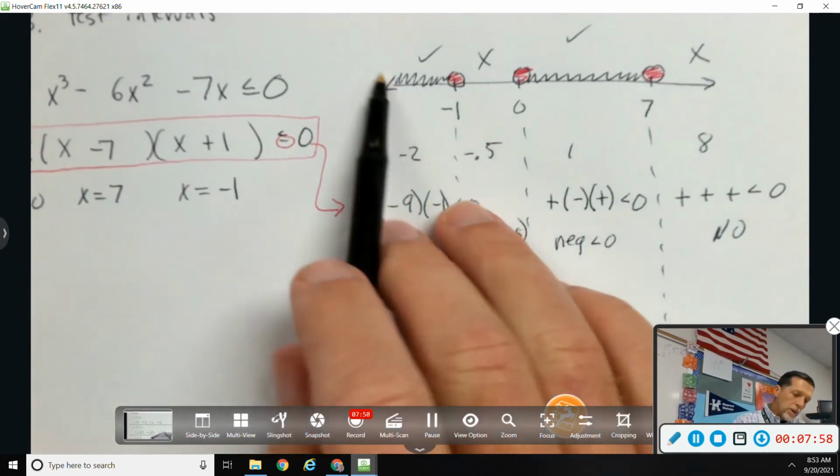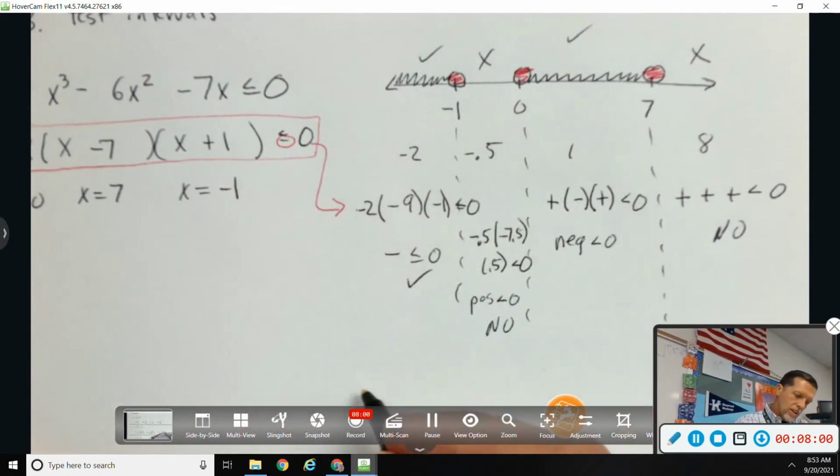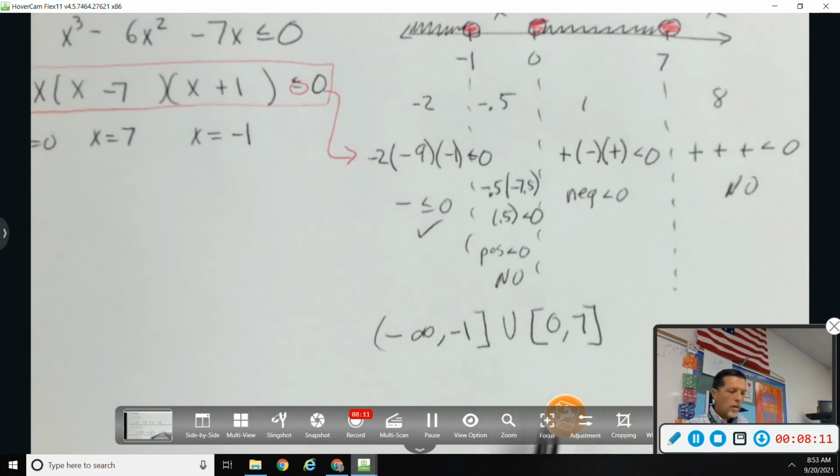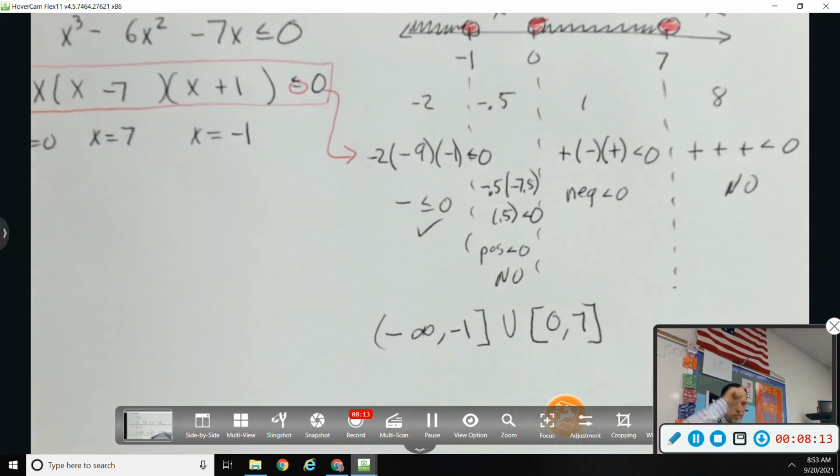So now I read off my answer. -infinity to -1, union with 0 to 7. Brackets, because we want to include the endpoints, as opposed to parentheses for open circles.